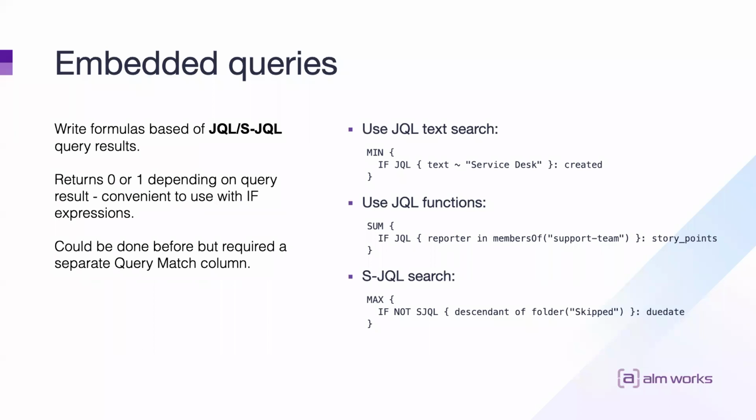And then finally, a frequently asked for feature is the ability to add embedded queries. So we can now do JQL inside our formulas, which allows us to make slightly better conditionals. We can do filters. Previously, we'd have to use a query match column, which would give you a column of zeros and ones, depending on if the value is true for the query. And now you can do all of them just in the formulas themselves. And it just makes things a little bit easier.